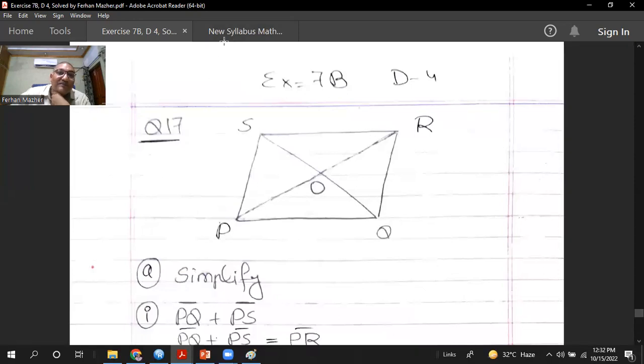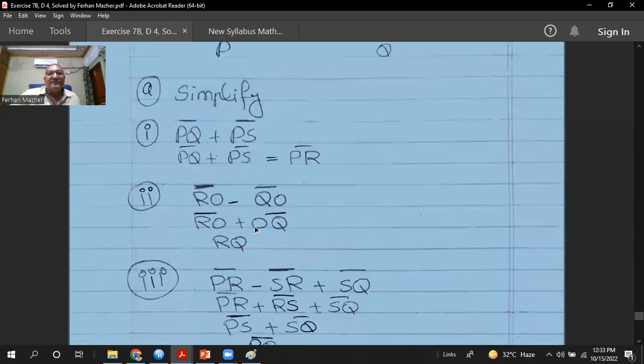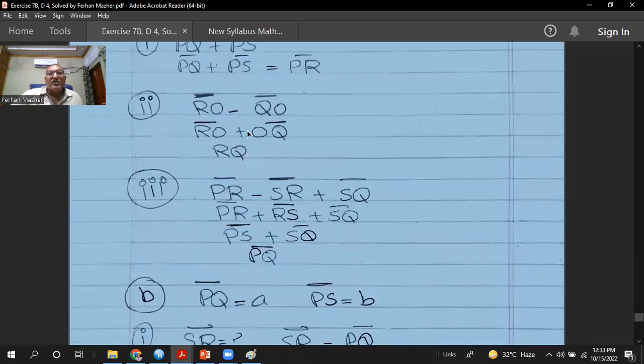Diagonal of the parallelogram. So, okay, the next question is RO minus QO. We will change that sign. So RO minus QO becomes RO plus OQ. When you change the sign, the order will change. So it goes from R to O and from O to Q. So this will be RQ.